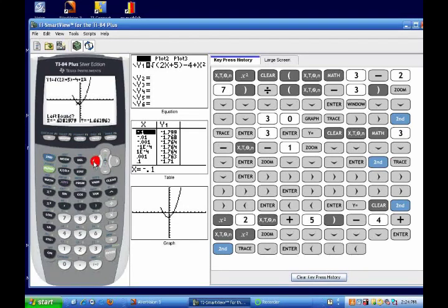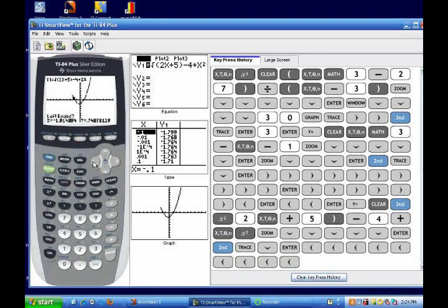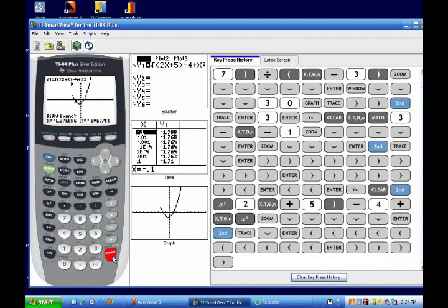So get to the left of it. Left bound is to the left of the left one. Hit enter to answer it. Right bound is to the right of it. Hit enter and guess it as close as you can get to it. And there it is. And I would do a rough sketch on my paper and mark what that is. And it's approximately a negative 1.6.